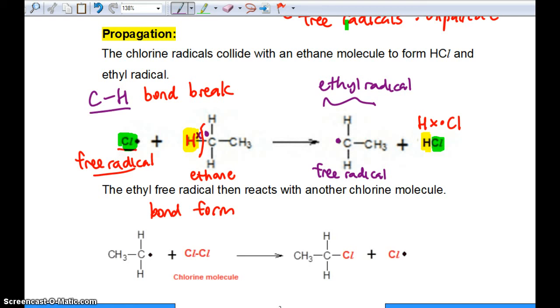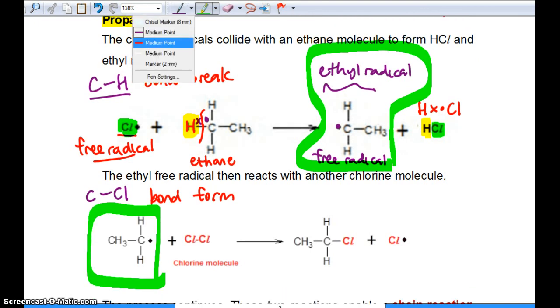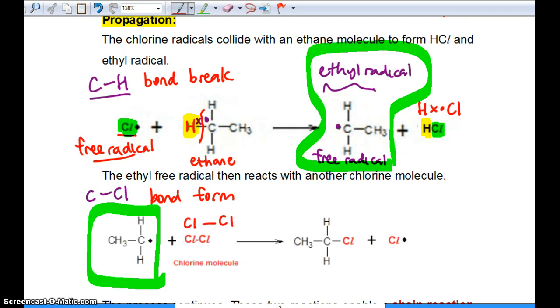And in the second part of the propagation, the C-Cl bond forms. How does this occur? This ethyl radical that is formed in the first part of the propagation is again very reactive. Remember, radicals are extremely reactive because of the unpaired electron. So this ethyl radical will react with a chlorine molecule such that the Cl-Cl bond breaks homolytically.